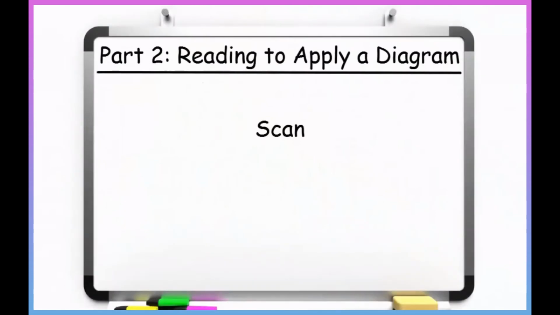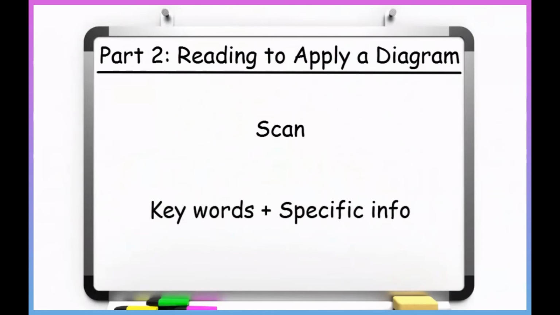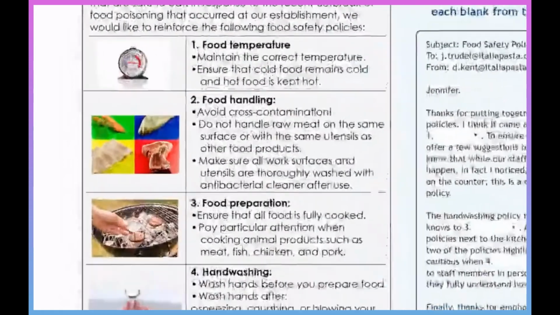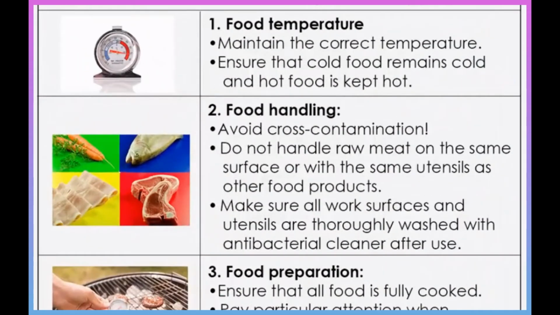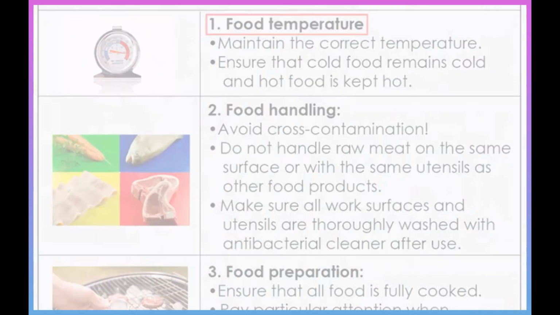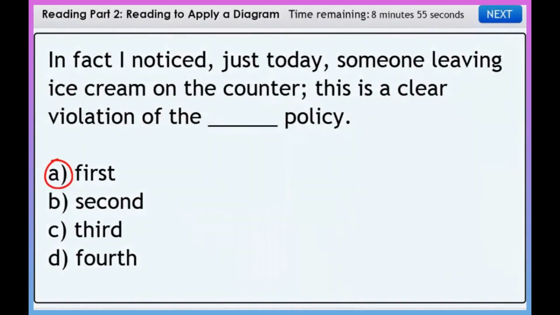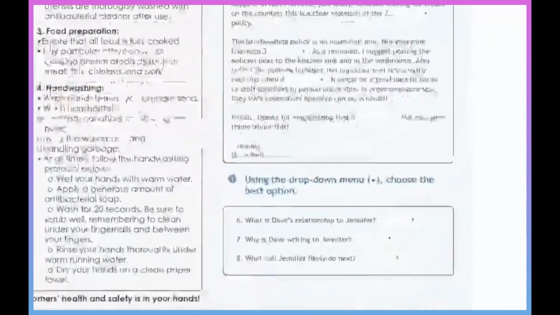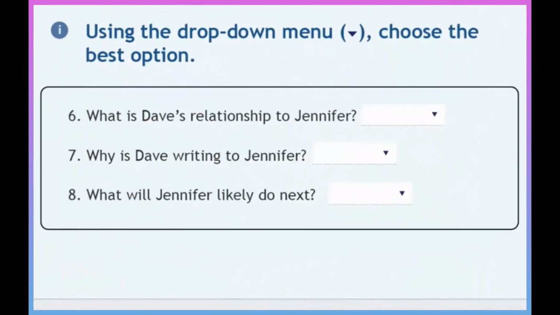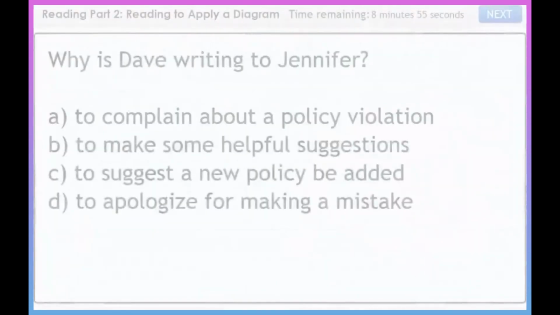Now, normally I would scan the diagram for words related to temperature. Scanning is when you look for keywords and specific pieces of information in the text. But I already know that the heading for the first policy says food temperature. Therefore, A is the correct answer. Okay, now let's look at the second section of questions. Remember that in reading part 2, the final 3 questions will always be about the text as a whole, including both the diagram and the email.